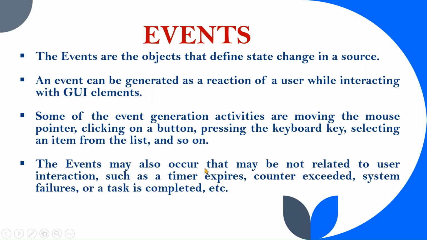Events may also occur that are not related to user interaction, such as a timer expires, a counter is exceeded, system failures, or a task is complete, etc. So there are events where the user is not interacting, and still the event occurs. Suppose a timer expires. Whenever we put a counter, once it reaches 0, we need to do some action. Those sorts of things also come under events.